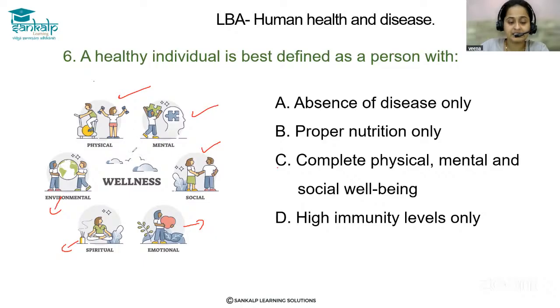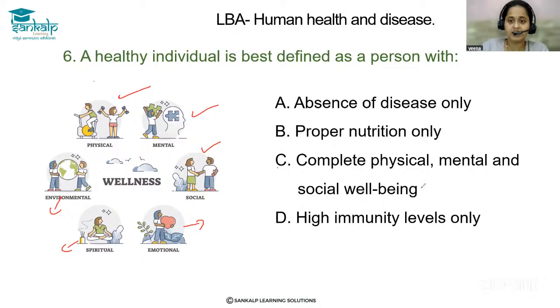If a person is fit in all these aspects, then only can the person be considered a healthy human being. So which option is suitable here? Proper nutrition only? No. Absence of disease only? That is also not correct. If there is an absence of disease but he is not socially connected, that is also not considered healthy. And high immunity levels only is also not correct.